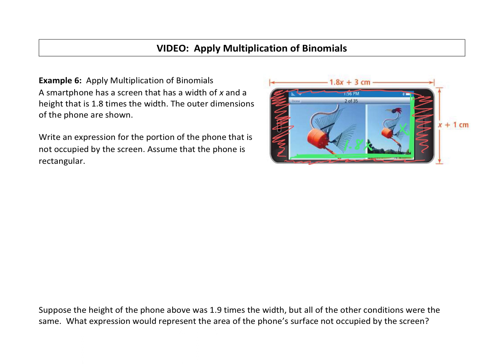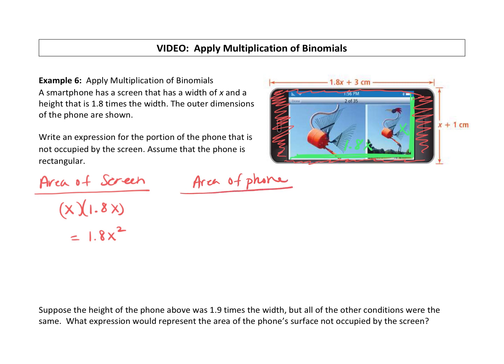So we're going to start by finding the area of the screen. So the screen itself has a width of x and a height of 1.8x. So if we multiply those together, we get 1.8, x times x is x squared. That's the area of the screen. All right, we also have the area of the entire phone. So when I say area of phone, I mean area of the whole thing.